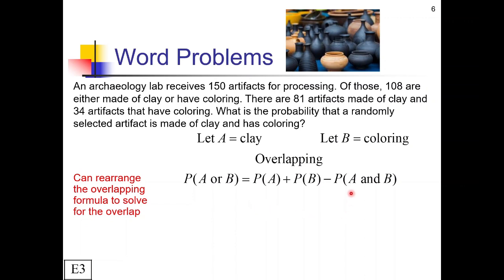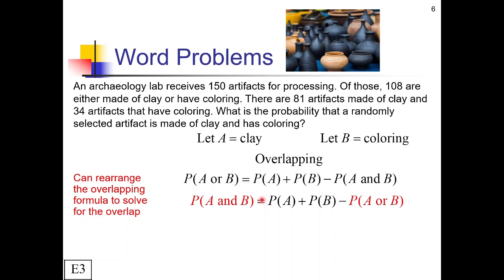Alright, so if I want to get P of A and B by itself on one side of the equal sign, I have to add it to the left side and then immediately subtract the P of A or B over to the right side. So I'm effectively switching the and the or when I do that. Add it over here and subtract this over here. So now I see that I need to figure out P of A, P of B, and P of A or B in order to figure out the and.